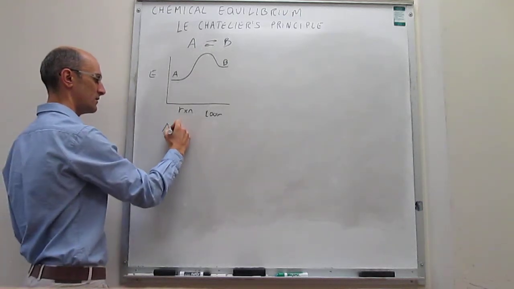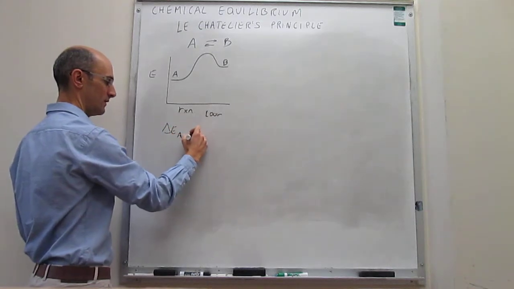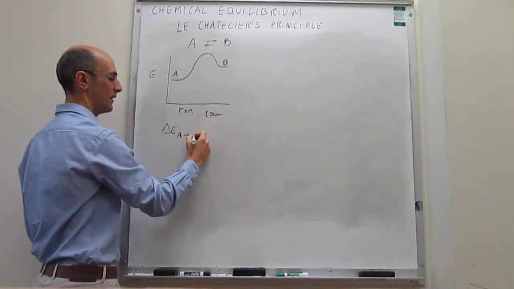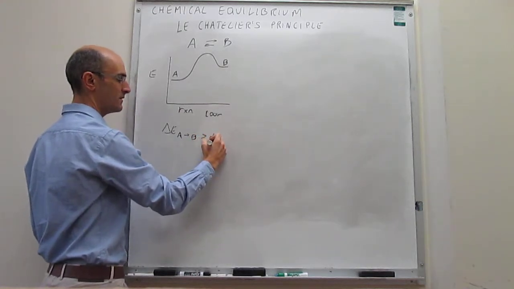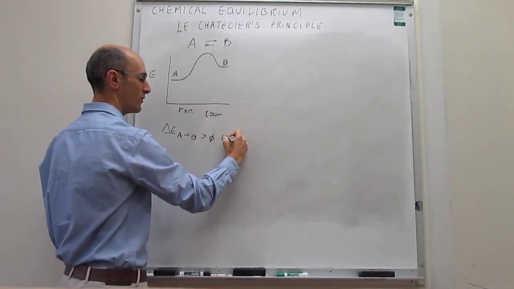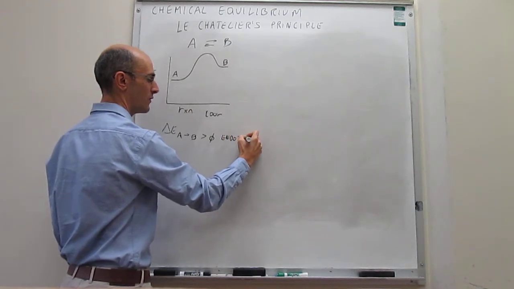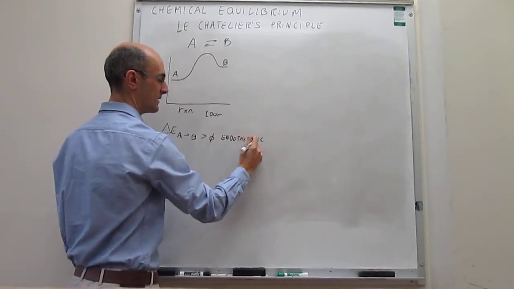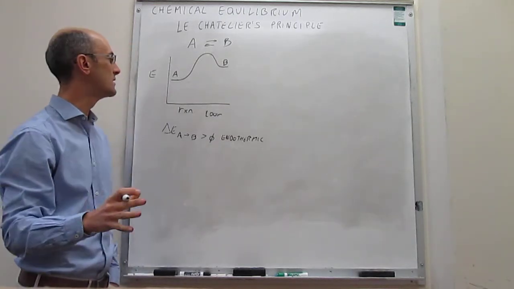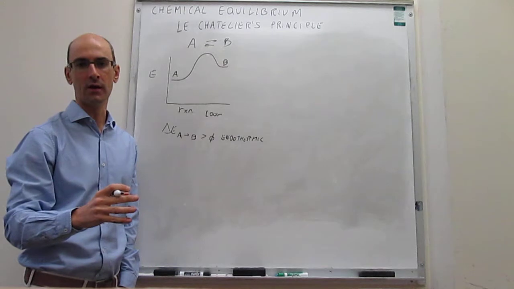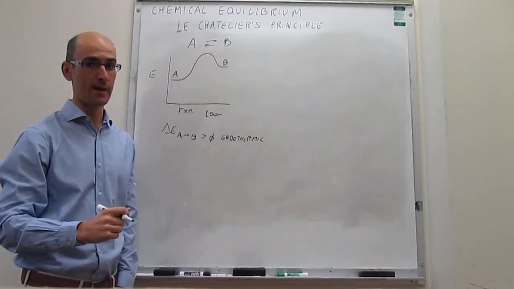So the change in energy in going from A to B, which is the forward reaction, notice that you need to supply energy, that is a positive energy, and this is what we call endothermic. This will be an endothermic process. And what this means is that this requires the supply of energy. Unless there's some energy around, the reaction A to provide B won't happen.